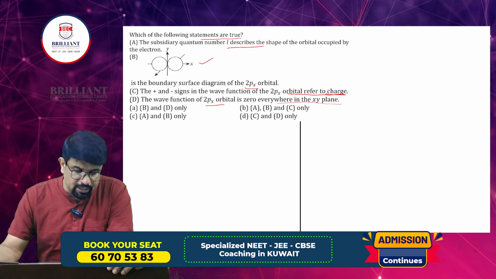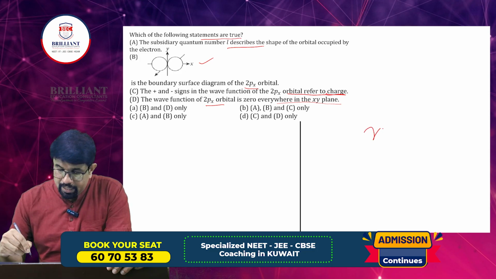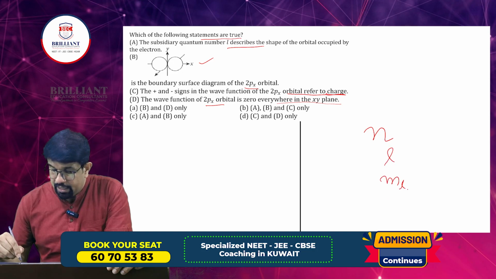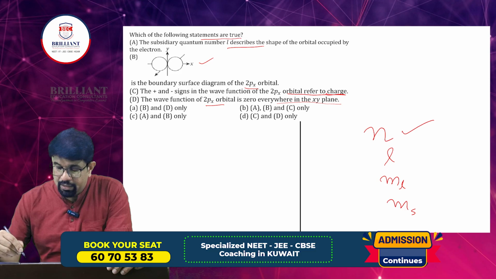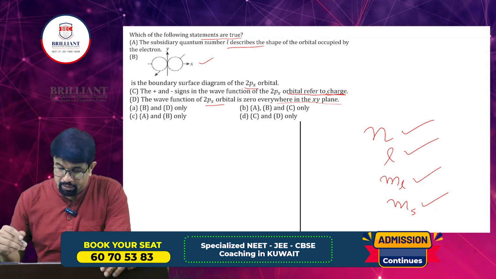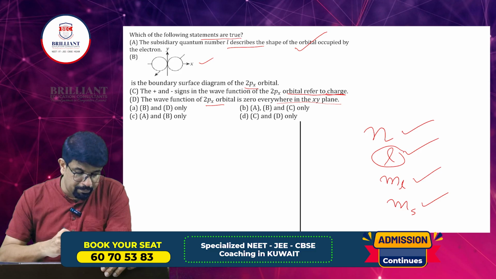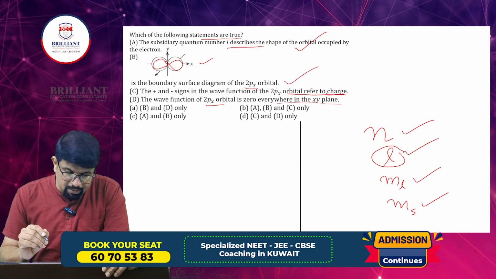The first statement: the subsidiary quantum number L describes the shape. We already know the quantum numbers n, l, m_l and m_s, right? The principal quantum number gives size, the azimuthal quantum number gives shape, the magnetic quantum number gives orientation, and the spin quantum number tells about the spin of the electron. So it gives the shape, right? So this is correct. And B, they have given this double dumbbell along the x axis, so it is the px orbital. So A and B are correct.